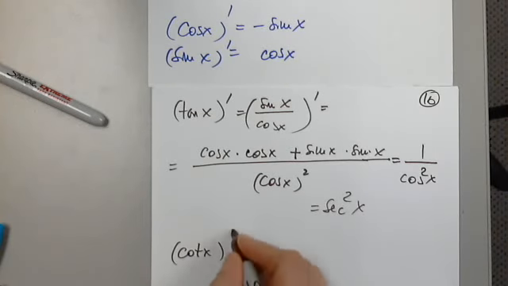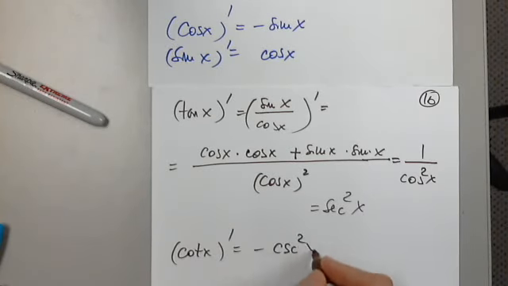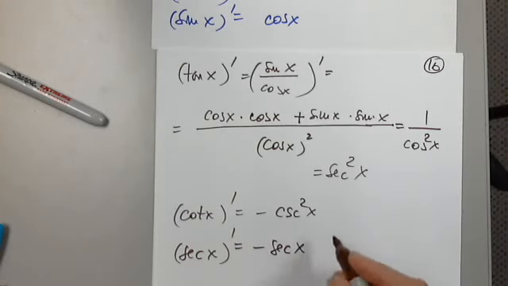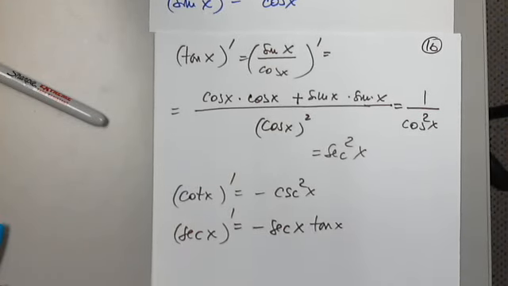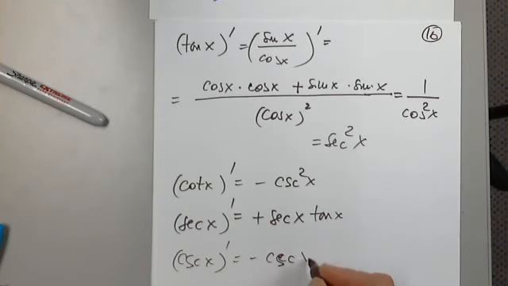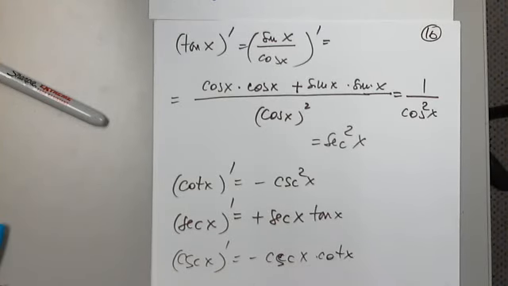Similarly, cotangent prime equals negative cosecant squared. Secant prime equals secant tangent. Not negative, I'm sorry, positive, forgive me. And cosecant prime is negative cosecant x cotangent x. Cosecant is with negative, not tangent, not cotangent, not secant.